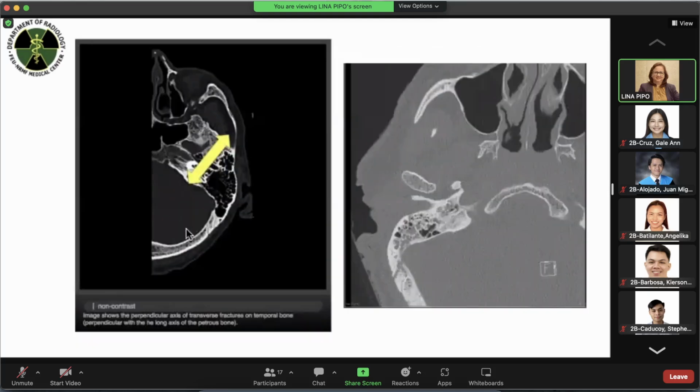And this one also. So here, axial CT scan. If our longitudinal has this orientation, this one is your transverse fracture. So it is perpendicular to the axis of the temporal bone. Okay, so this is perpendicular to the long axis of the petrous bone or your temporal bone. So this is your transverse fracture.